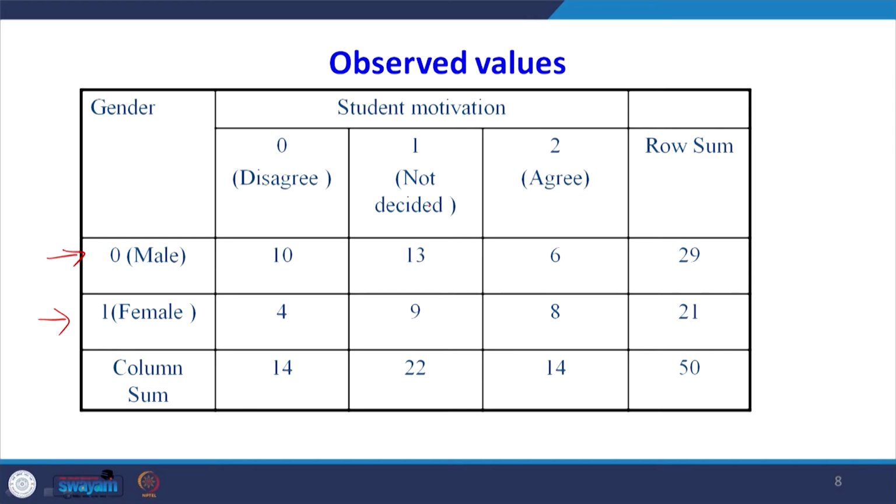From the row sums, there are 29 male students and 21 female students. 14 students have said that they will not spend extra time. 22 people have not decided whether they should spend extra time to study or not. 14 people have agreed that they will spend extra time. Now, in the rows there is one variable, in the columns there is another variable.